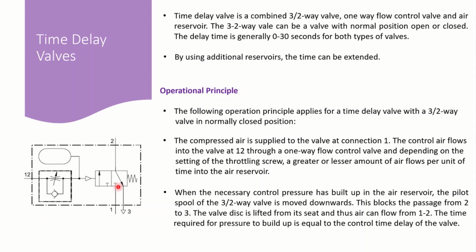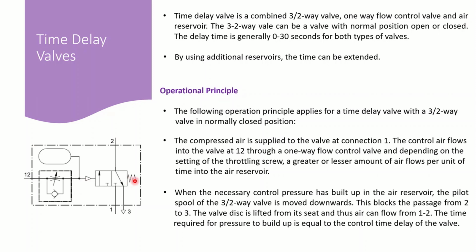If we look at the directional control valve, we see it is in the normally closed condition, which means if we bring the air from port 1, it cannot reach the actuator connected to port 2, right? So the air cannot pass through this directional control valve. And on this side, we have a form of pneumatic actuation from the left side, and we have a spring return.